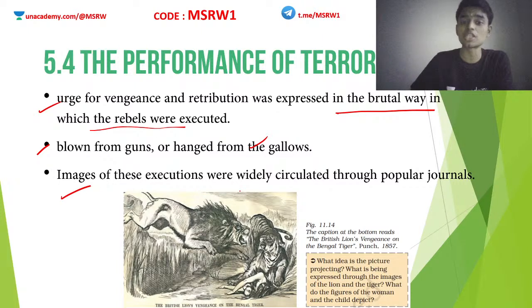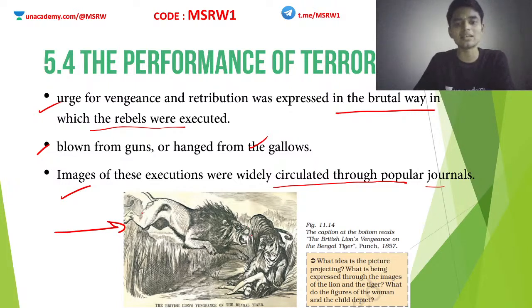Images of these executions were widely circulated through popular journals. They not only did this, but they also circulated other images. You can see one popular image here where a lion is attacking a tiger. Indians are represented by tigers. India is known as a land of tigers. So the tiger is a representation of India and the lion is the representation of Britain.